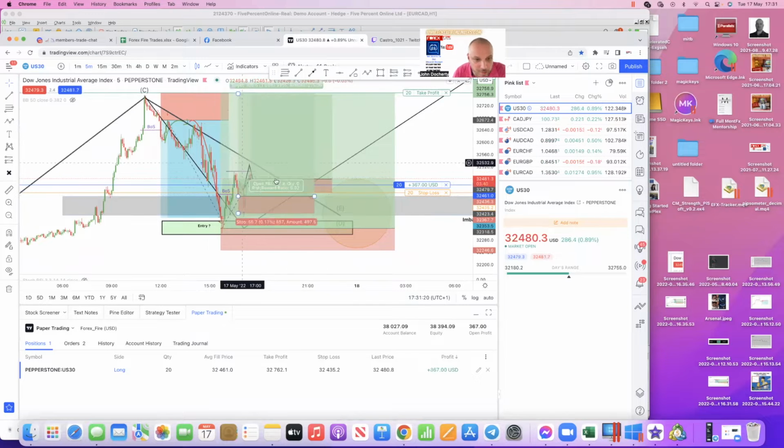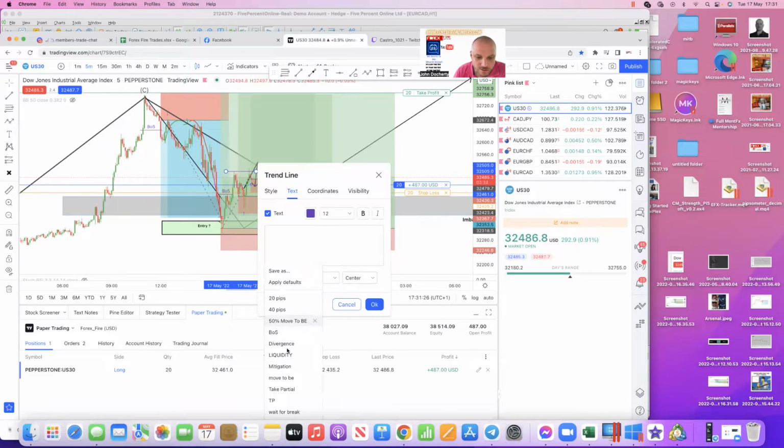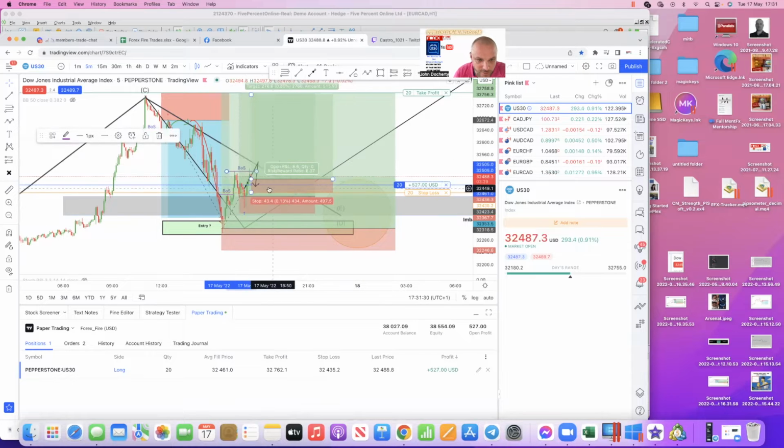I'll pause the video. We'll be back in a moment, because now what we're waiting for, because that has become a break of structure, is to wait for it to play higher now. Want that to go higher up. See if we can get the continuation up. So I'll be back in a second.